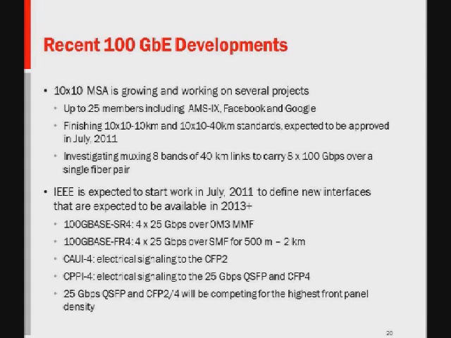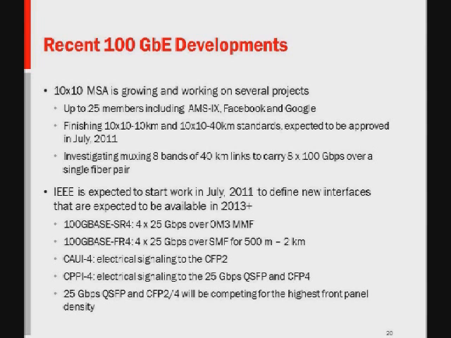And then in the IEEE, they're going to start a couple new projects next month, which will basically define those new interfaces that use the optics that I showed you on the previous slide. So they have to define a couple new actual physical interfaces. Then they have to define those electrical signaling, CAUI and CPPI4, which go into the new QSFP modules.